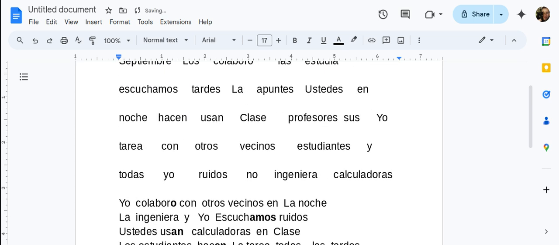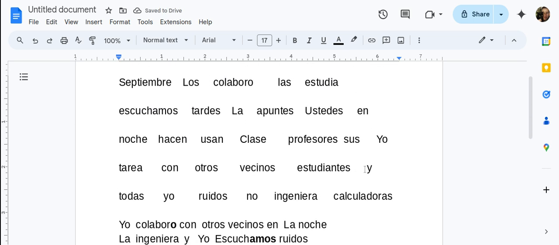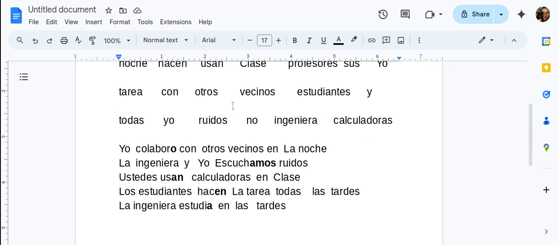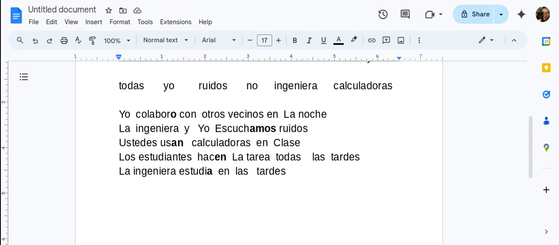And that's it. I didn't use all the words. I didn't use September, but I was able to make sentences. I didn't use any words that were not here, and I used words that were there more than one time.